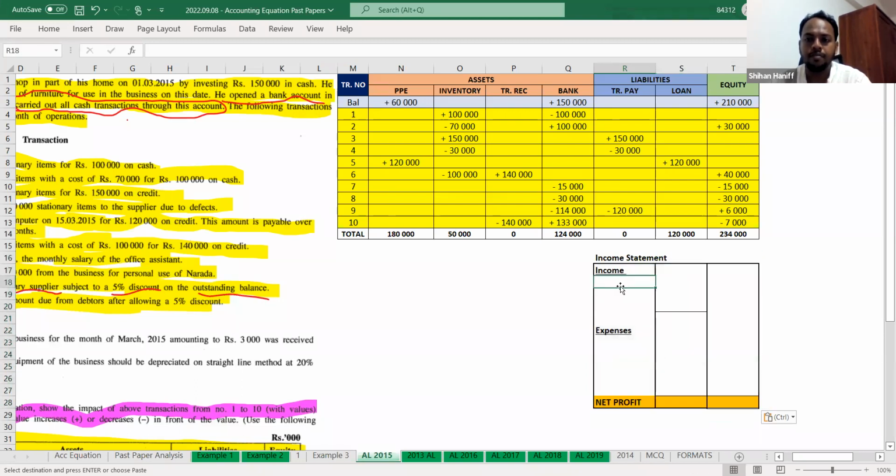Income minus expenses. So where do you have income minus expenses? It's in the equity column. We have income and expenses in the equity column. Okay. So let's identify what are the income and expenses in this equity column.